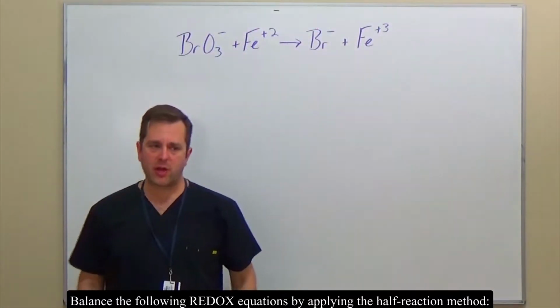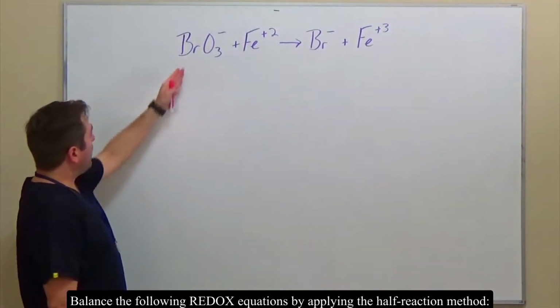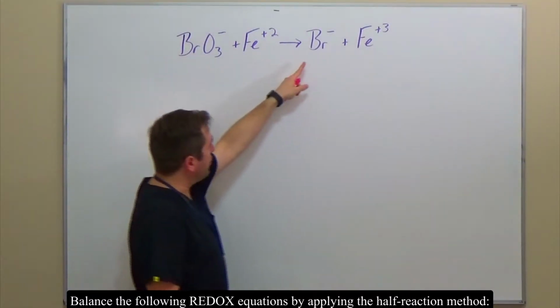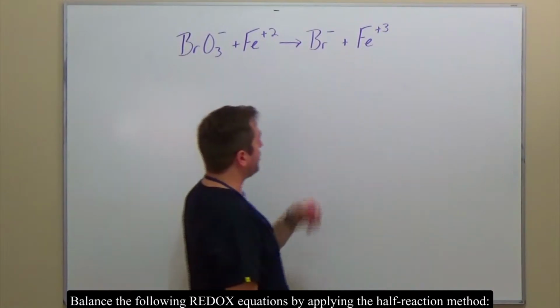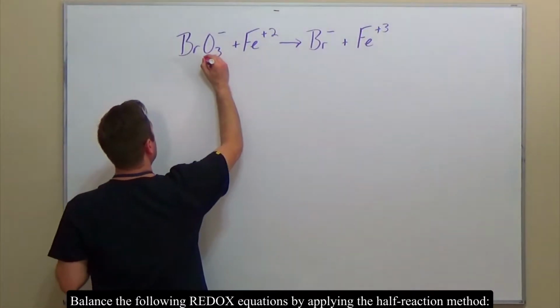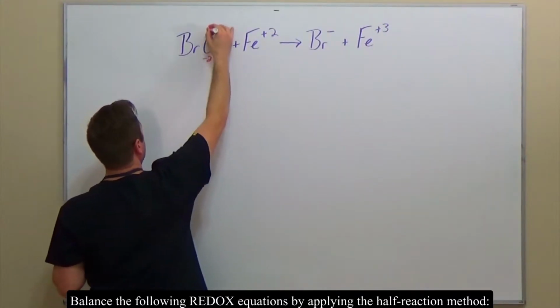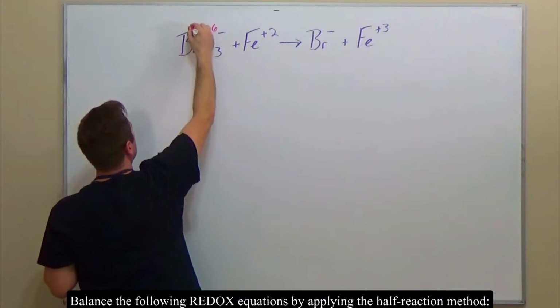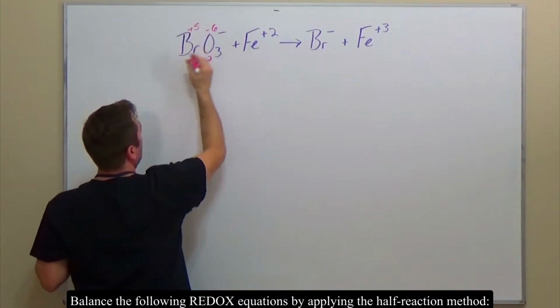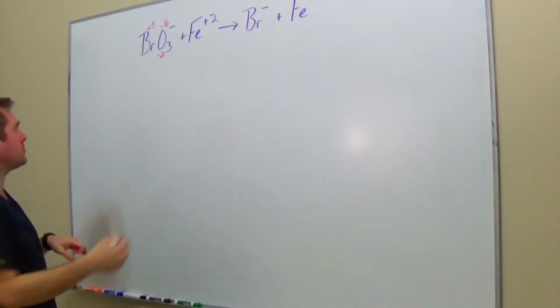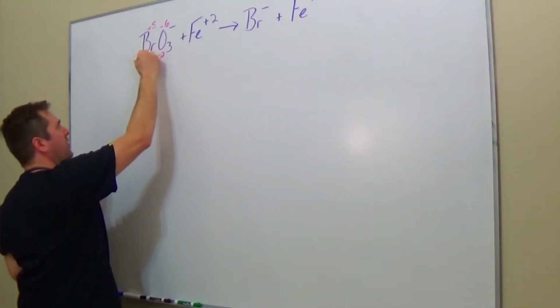All right, now what about this reaction? We have bromate ion plus iron 2 to yield a bromide ion and iron 3. So let's figure out our oxidation numbers. Each of these oxygens is -2 for an overall -6. Notice we have a net of -1. So this bromine, which is somewhat unusual from what we're accustomed to, this one would be +5.